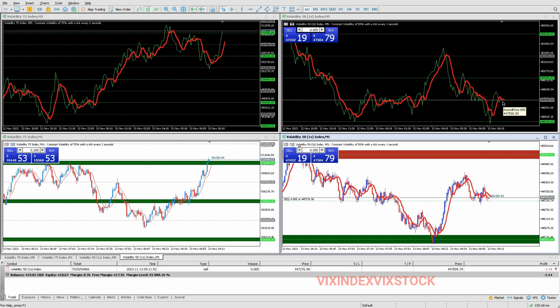But let's hopefully, because I can see here the price is staying below the moving average, but now it seems that they are just interested in this level here. But it is what it is. So yeah, this is how I've been trading VIX 75 and VIX 50. I've been trading also volatility 100s as well.